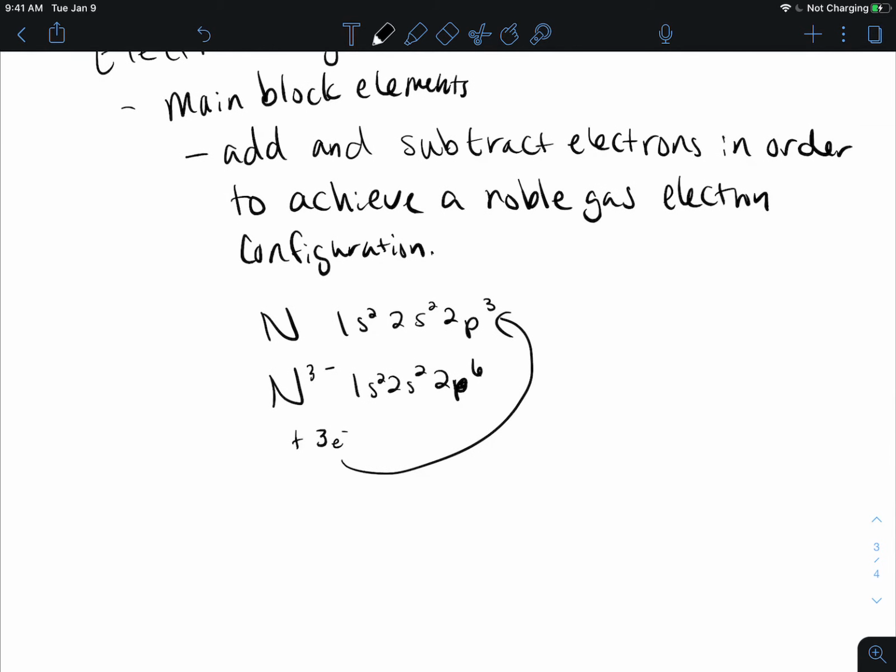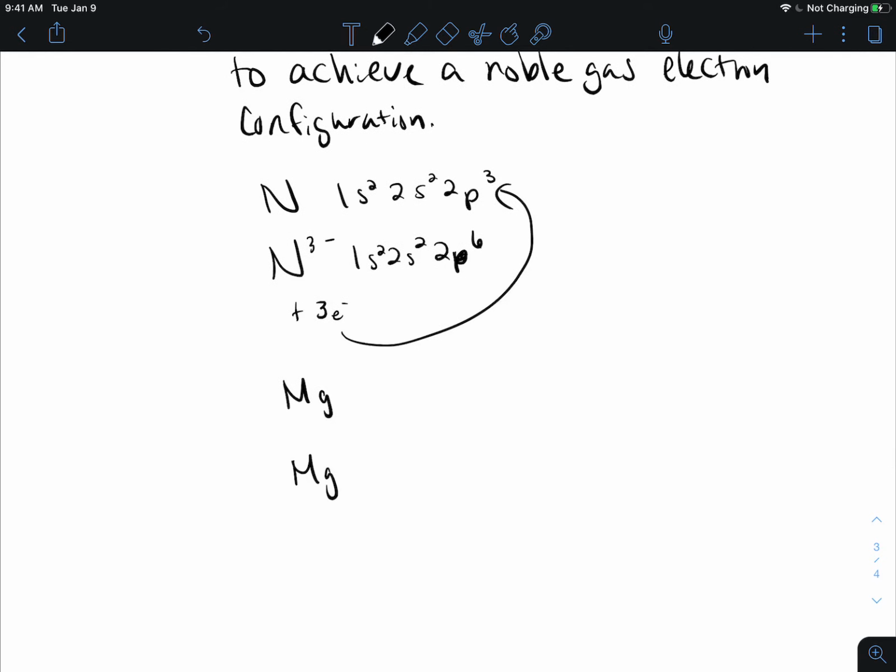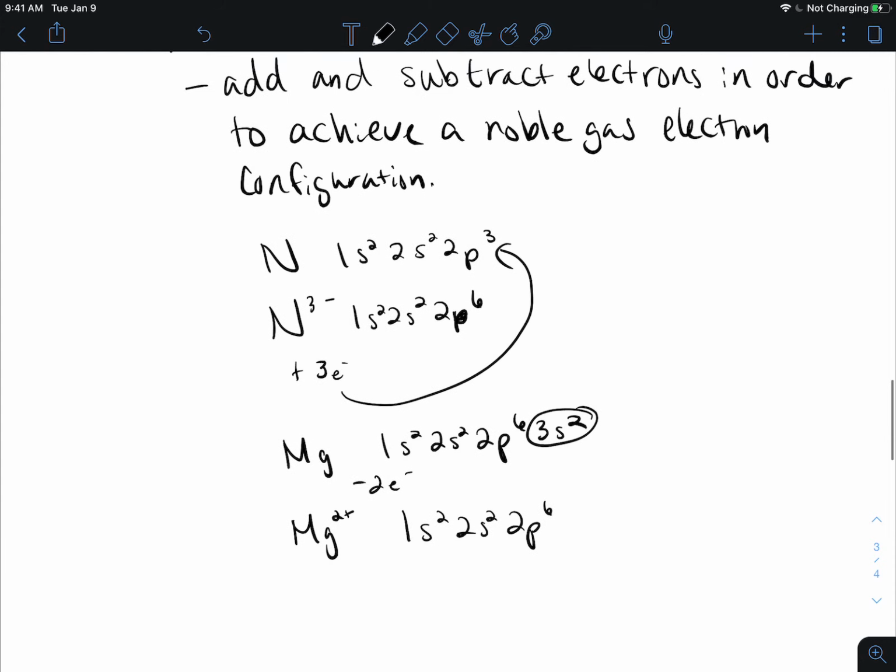Let's take magnesium versus magnesium 2+. Magnesium is 1s2 2s2 2p6 3s2. Losing those 2 electrons, we'll go to 1s2 2s2 2p6. So our main group elements are going to have ions that have a noble gas electron configuration.